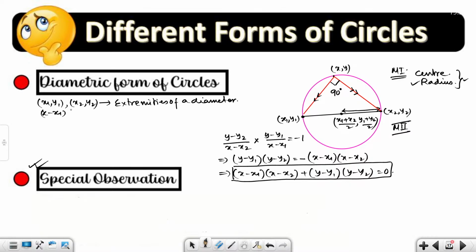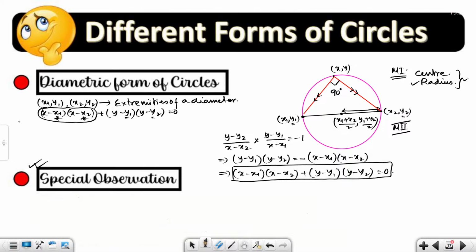It's x minus x1 into x minus x2 plus y minus y1 into y minus y2 equals to 0. And what is x1 and x2? These are the abscissas of the extremities of the diameter. And what is y1 and y2? These are the ordinates of the extremities of the diameter. Yes or no? So now, can you find a very interesting form?